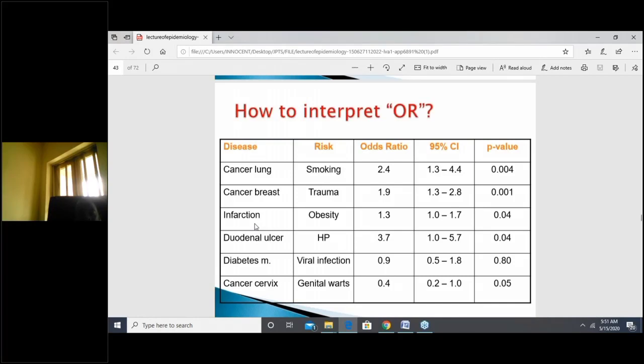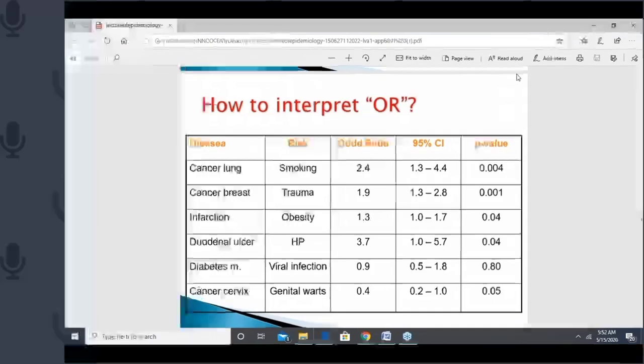Duodenal ulcer. What is the risk factor for duodenal ulcer? We are assessing high blood pressure. The odds ratio for high blood pressure causing duodenal ulcer is 3.7. The odds ratio of viral infection causing diabetes mellitus is 0.9. The odds ratio of cancer of the cervix causing genital warts is 1.5.